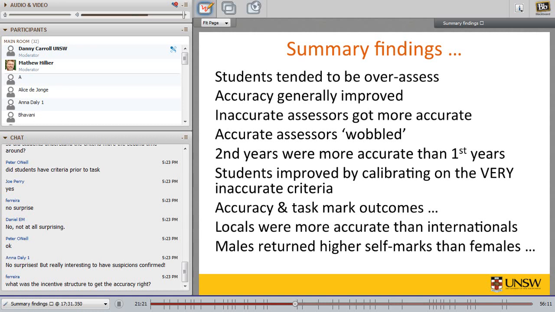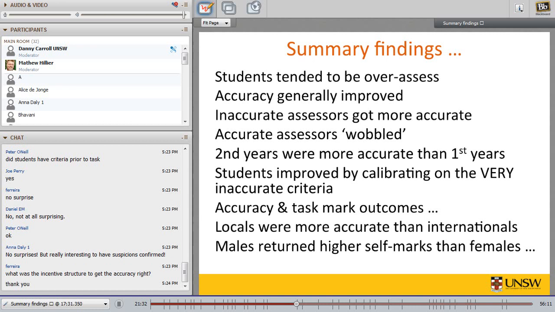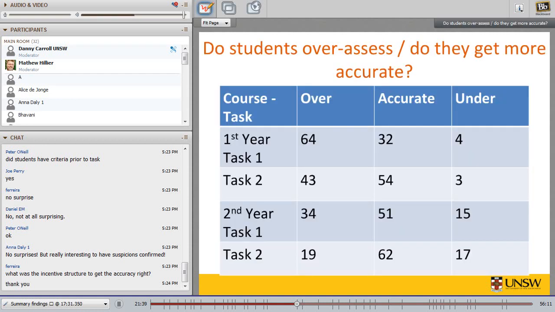What was the incentive structure to get the accuracy right? There's no overt incentive structure. The incentive we put forward was that we thought it would help them perform better. That was the only incentive offered to help them be accurate. So that's okay. That's a quick summary of my findings.